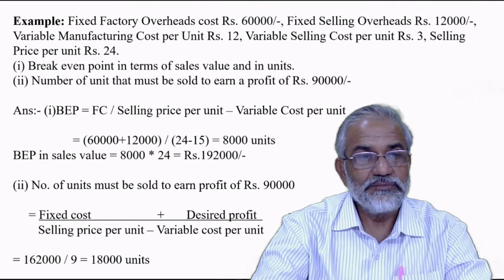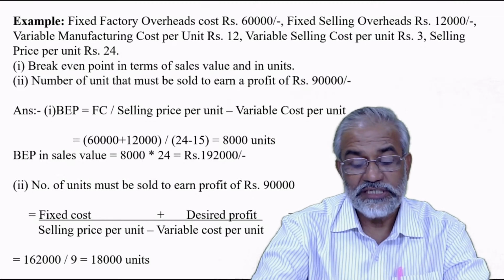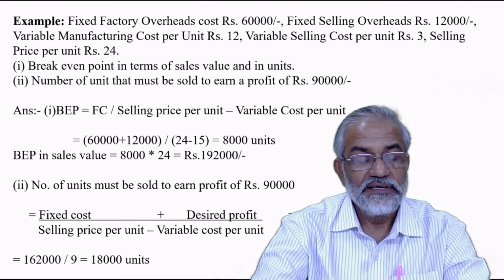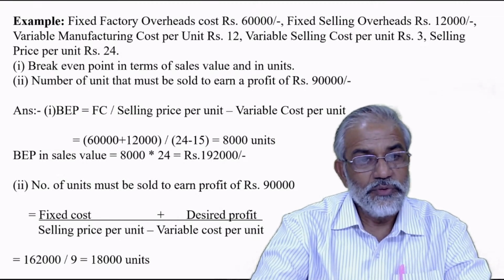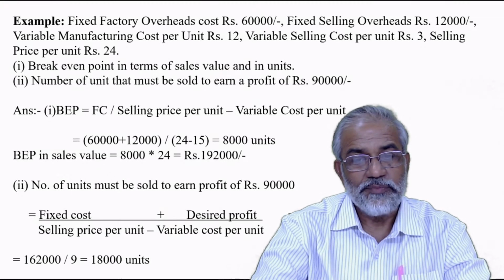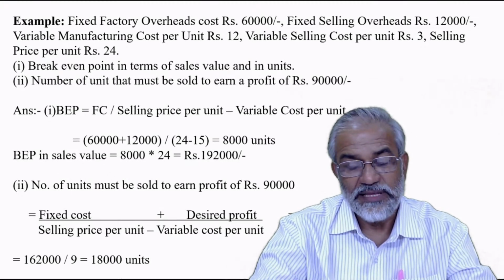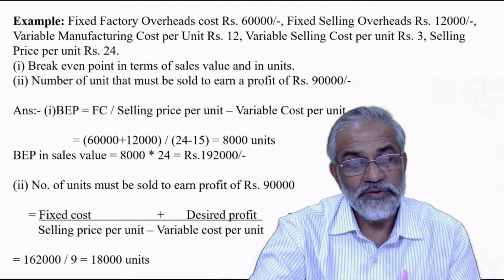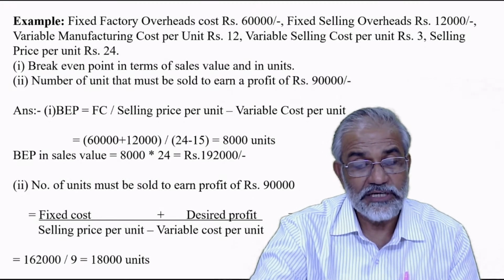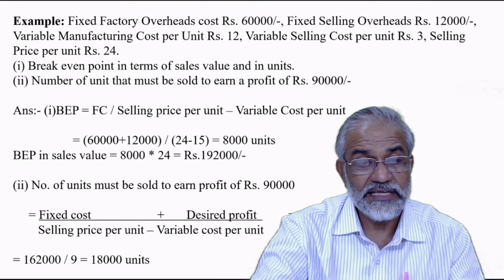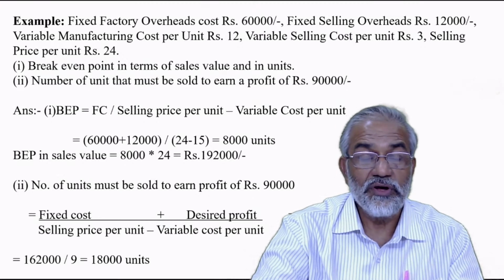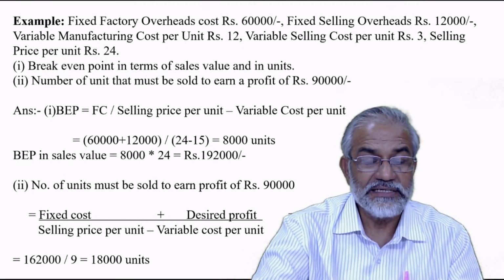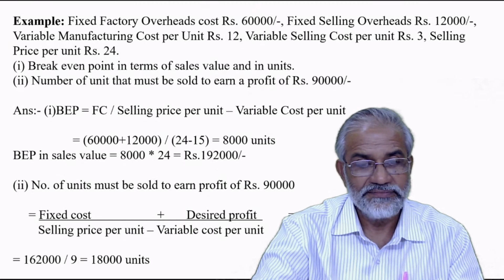So the second result to be determined from this is the number of units that must be sold to earn a profit of 90,000. That means if the desired amount of profit to be earned by the organization for a particular period is 90,000, then what should be the volume of sales effected by the organization in the prevailing situation?